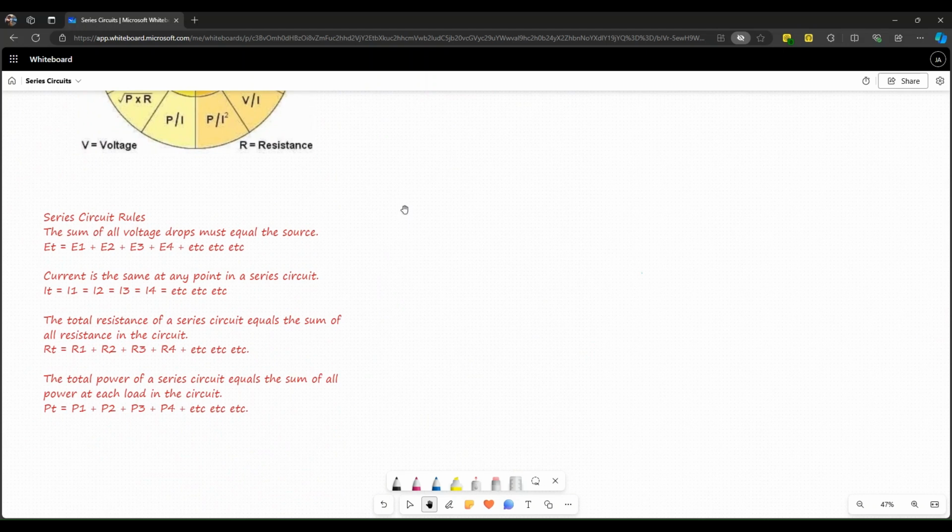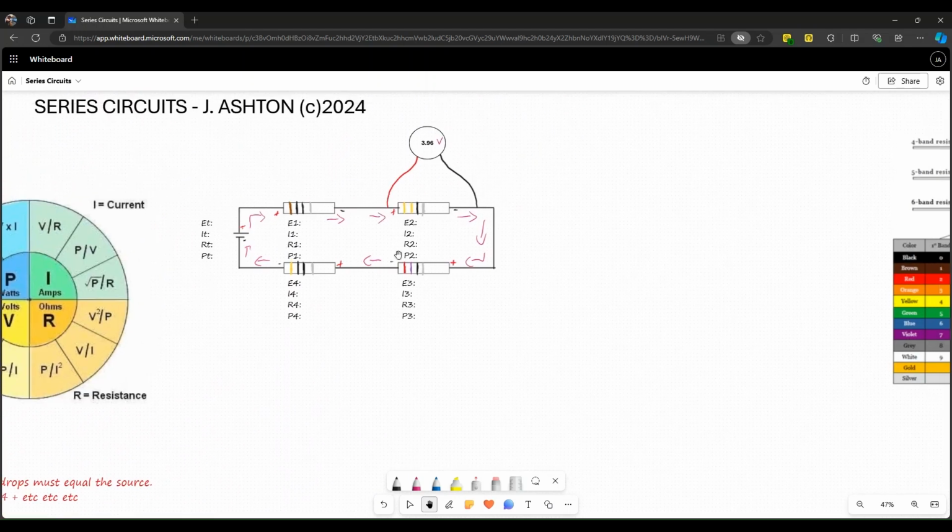And then the last one, we're dealing with power. Total power of a series circuit equals the sum of all power at each load in the circuit. Very much like voltage and resistance, you just add up all the power values that you calculate at each point, and you're going to get the total power of that circuit.